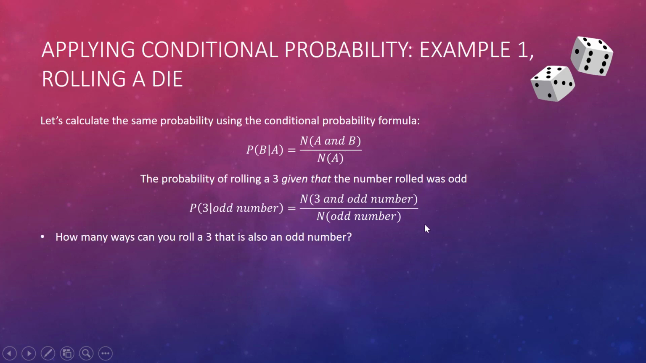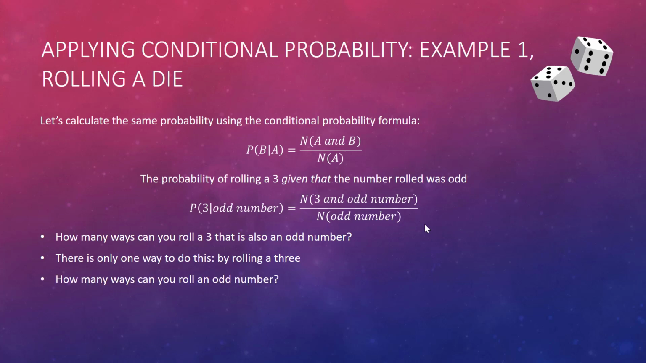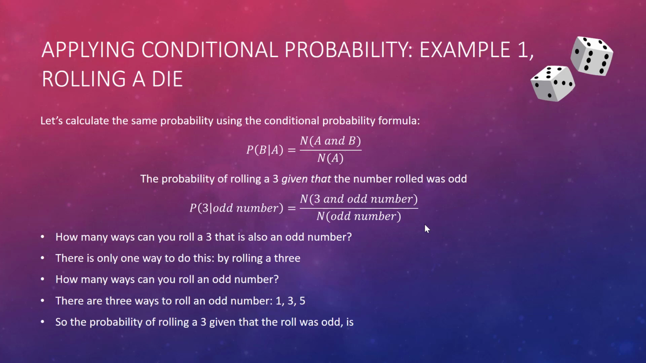How many ways can you roll a 3 that is also an odd number? Well, 3 is an odd number, so there's still only one way that can happen. Saying 3 and an odd number is kind of redundant. How many ways can you roll an odd number? Well, in the last slide, we already said that there are 3 ways that could happen. We could get a 1, a 3, or a 5. So we still get 1 over 3 as our probability. This time we just looked at this problem through a different lens by applying the conditional probability formula.